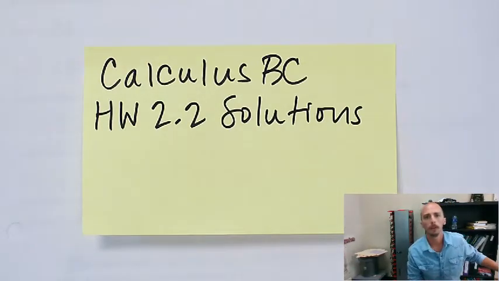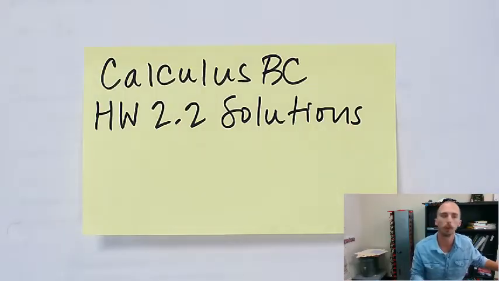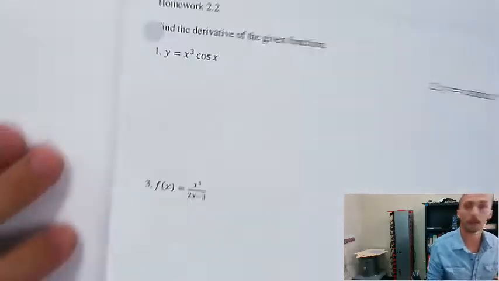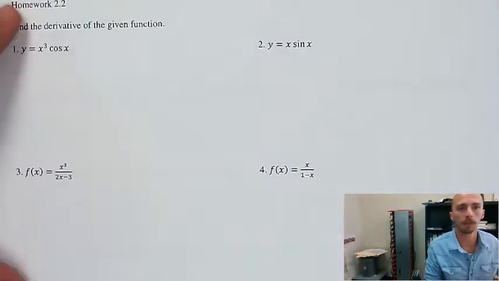In this video, I'm going to be doing some product and quotient rule examples and working through BC Homework 2.2. So let's get to work. Let's look at this. What do we got here? Okay, first set of problems, find the derivative of the given function.